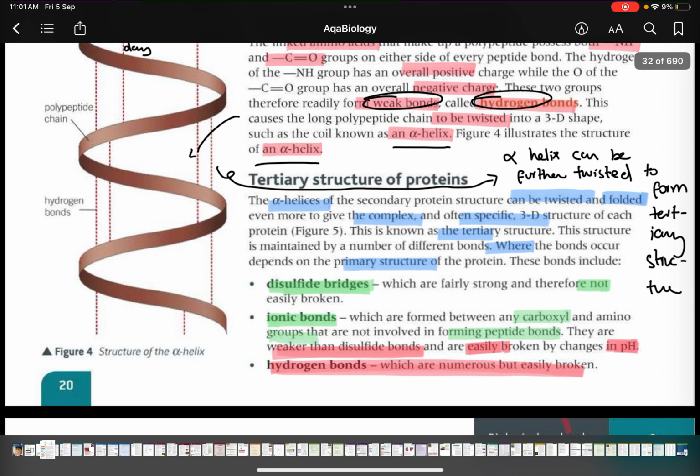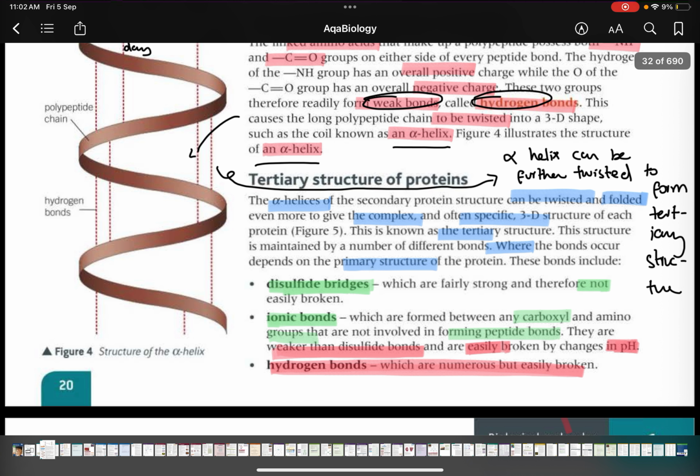The alpha helixes can be twisted and folded even more to give a specific 3D structure. And where the bonds occur depends on the primary structure of the protein. So the bonds maintain the structure. We have our disulfide bridges, which are fairly strong. They're not easily broken. So these are formed between our sulfurs.